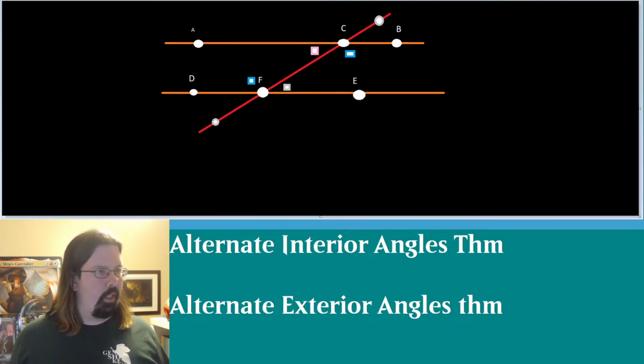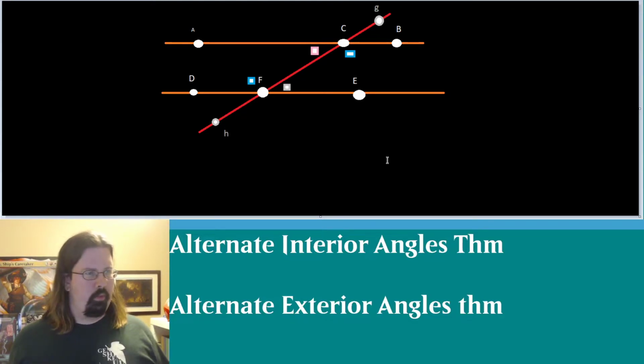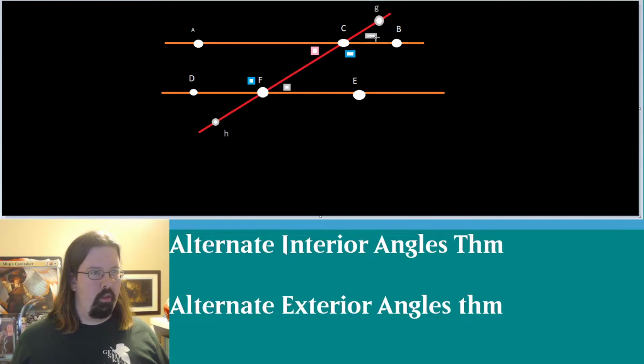And let's get some text. EF, point G up there, and point H down there. Super. So GCB is also equivalent to these interior angles. ACF and DFH is also equivalent.